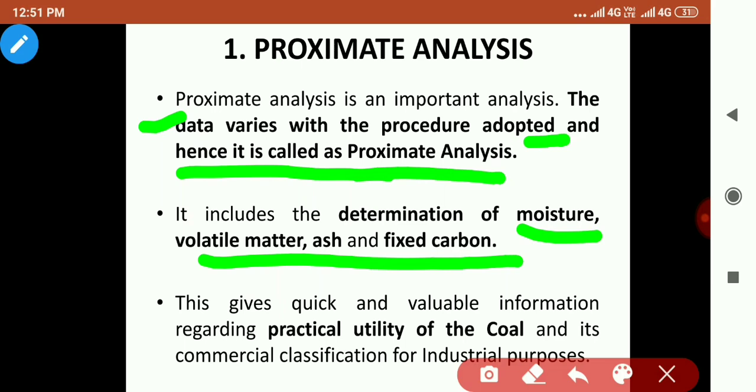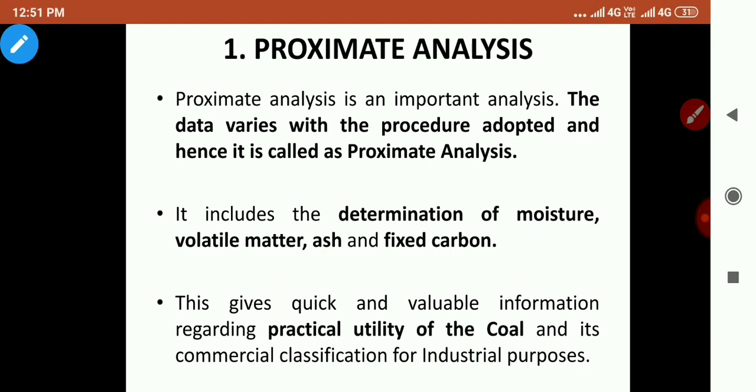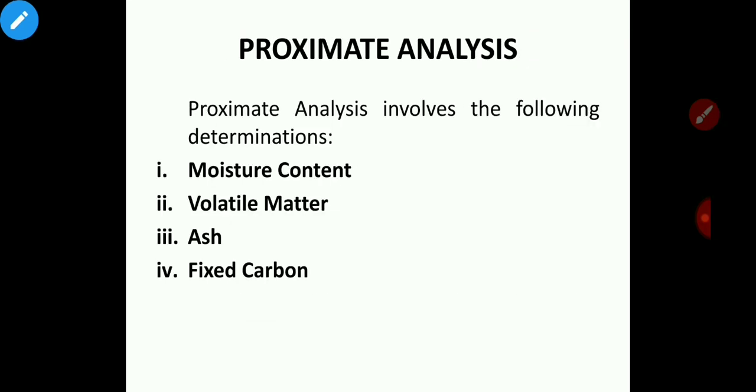And what is the significance? This gives quick and valuable information regarding the practical utility of the coal and its commercial classification for industrial purposes. So, in summary, we can say that it is an empirical or important analysis. It determines the moisture, volatile matter, ash, and fixed carbon, and it determines the practical utility of the coal. So, we have considered four important factors here: moisture content, volatile matter, ash, and fixed carbon. So we have to consider how we determine these contents.